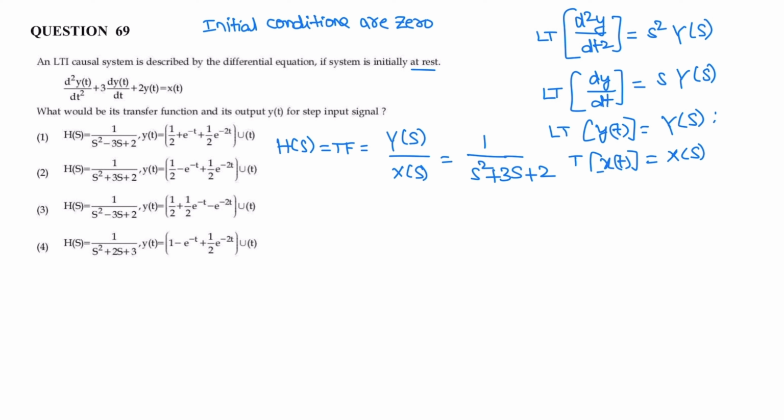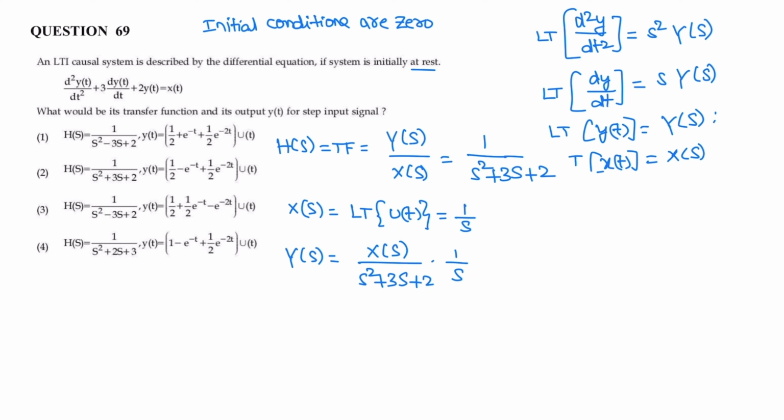Now, for input x of t, the Laplace transform of the input signal, that is step signal u of t, is 1 by s. X of s is 1 by s. Now Y of s is H of s into X of s, that is 1 by s square plus 3s plus 2 into X of s. So replace X of s as 1 by s, so 1 by s into H of s.